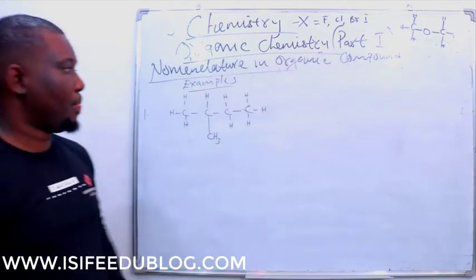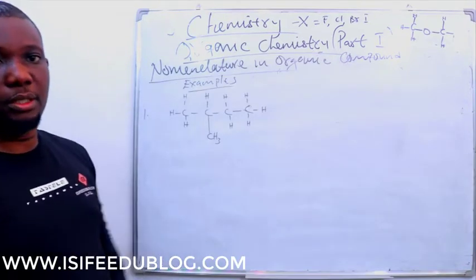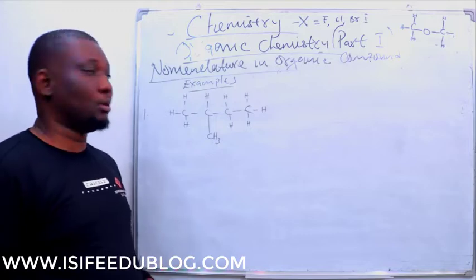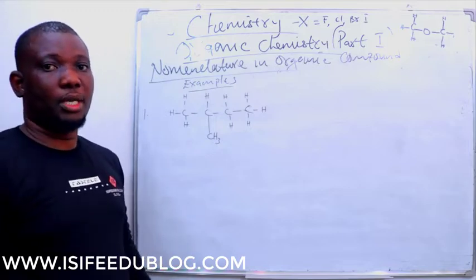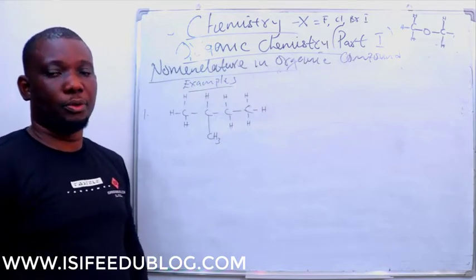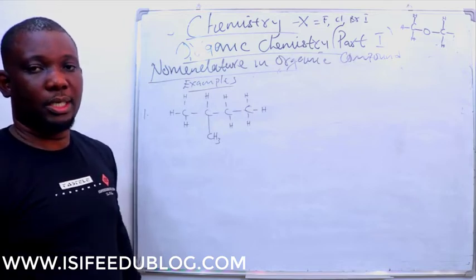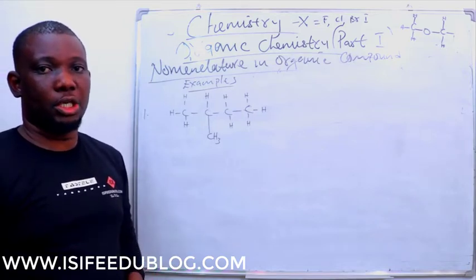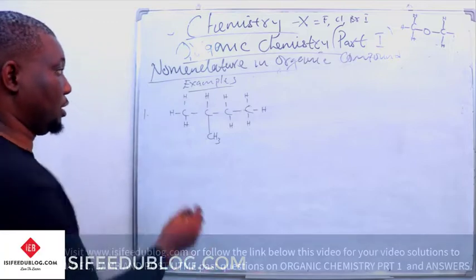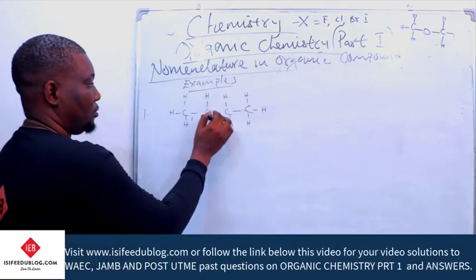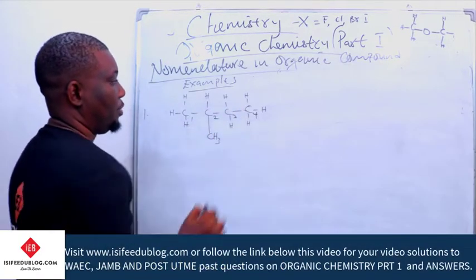Okay, this is a hydrocarbon. See that the main constituent elements in that compound are all carbon and hydrogen. Let me apply all the rules in naming. First of all, I have to start with rule number 1, which says that we have to check the longest chain. So let's consider the longest chain. The longest chain does appear to be 1, 2, 3, 4.